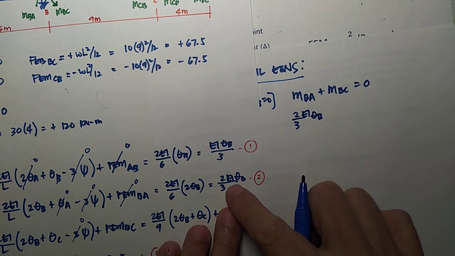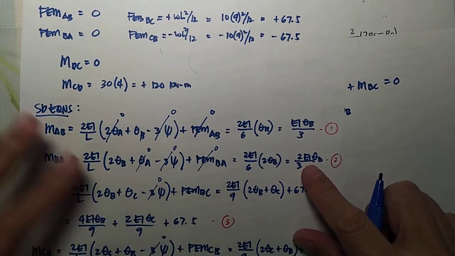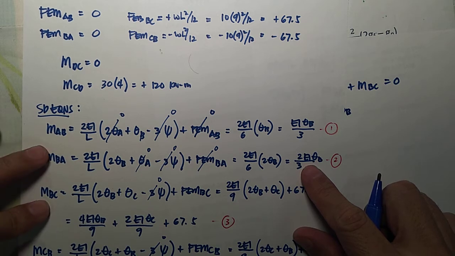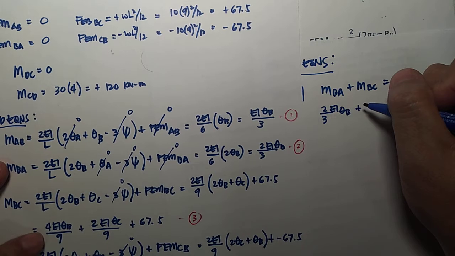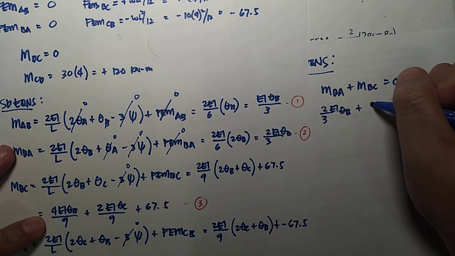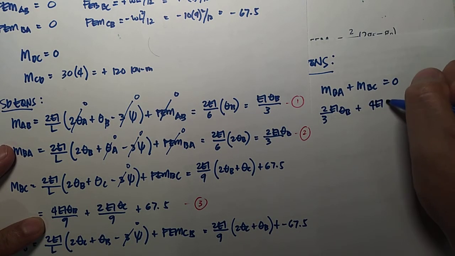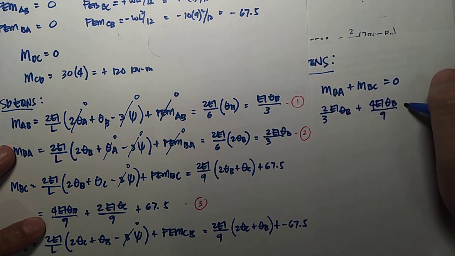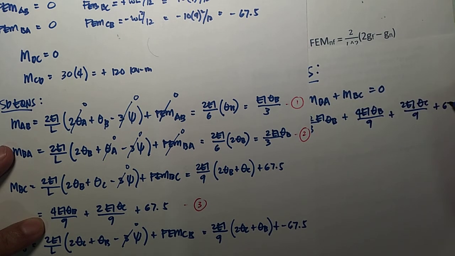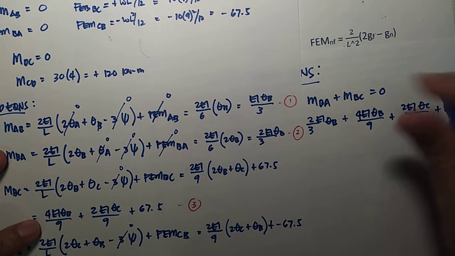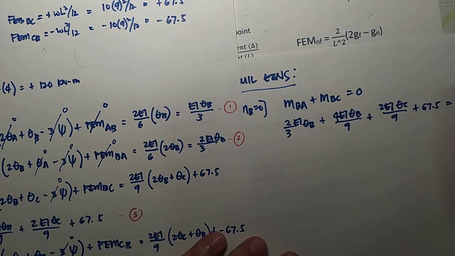Yung MBA, no? Ano yung MBC? MBC natin ito. Kokopyahin ko lang. Plus this one, 4 EI theta B over 9 plus 2 EI theta C over 9 plus natin 67.5. So from here should be equal to 0. Everything should be equal to 0.